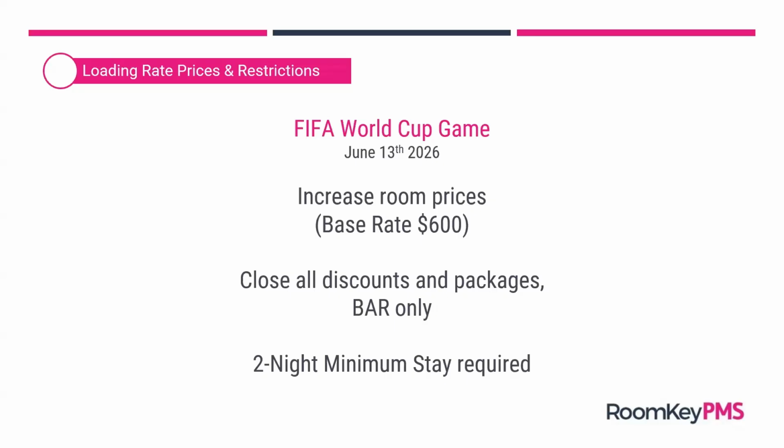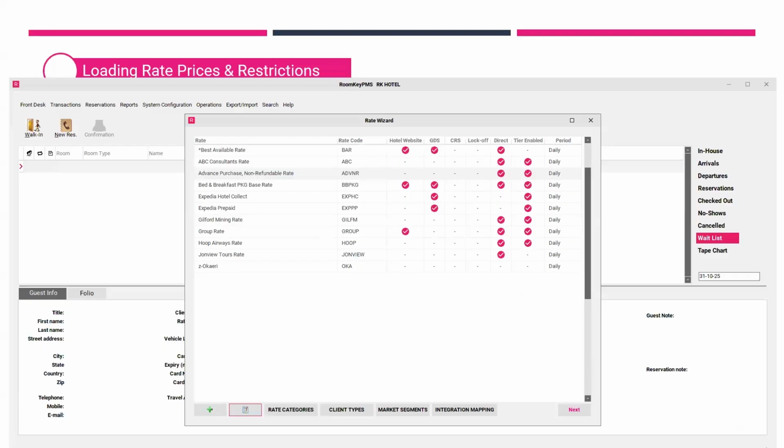Okay, so let me bring up my demo database once again. And I'm going to start with increasing my rate prices, and I'm also going to close out the rates. So I'm going to start from my best available rate. I have all of these other rates that are tier enabled, and I know from my own setup that these rates are all tiered off of the best available rate. So I can control this rate plan and all tiered rates directly from the best available rate. I'm going to click the Next button.